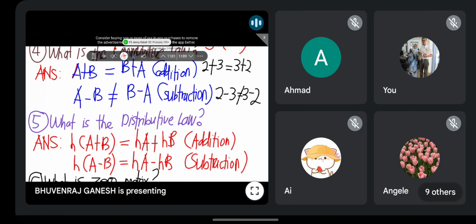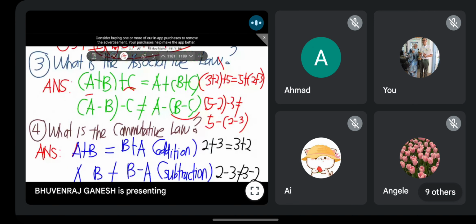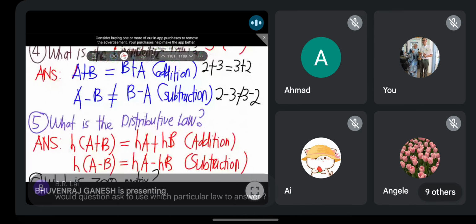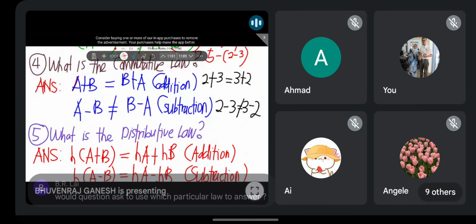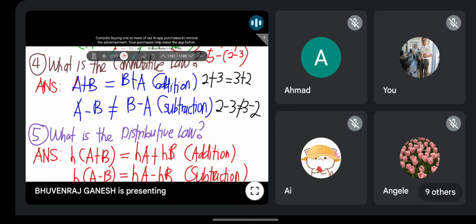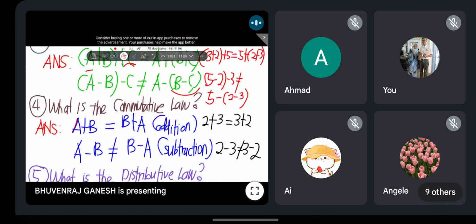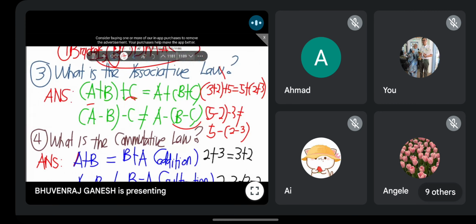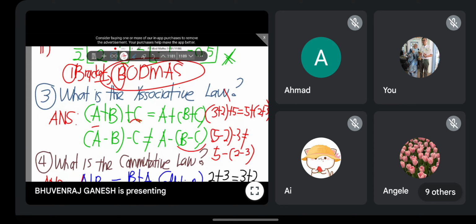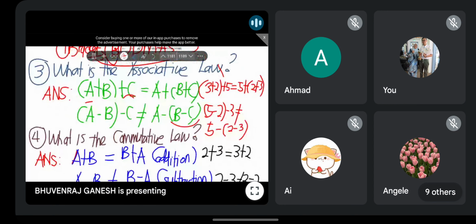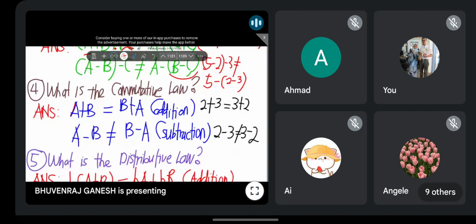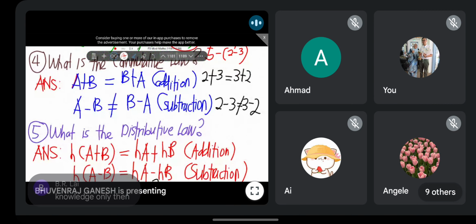You can always see, guys, that all three laws relate to addition and subtraction. Now, would the question ask this? No such thing. They won't ask you to use this law or that law, never seen so far. If they want to ask, they ask in objective only: what is the meaning, what is explained by the associative law? Then you have to choose the correct answer. That's all. Paper 2 won't have it, don't worry. It's knowledge only.